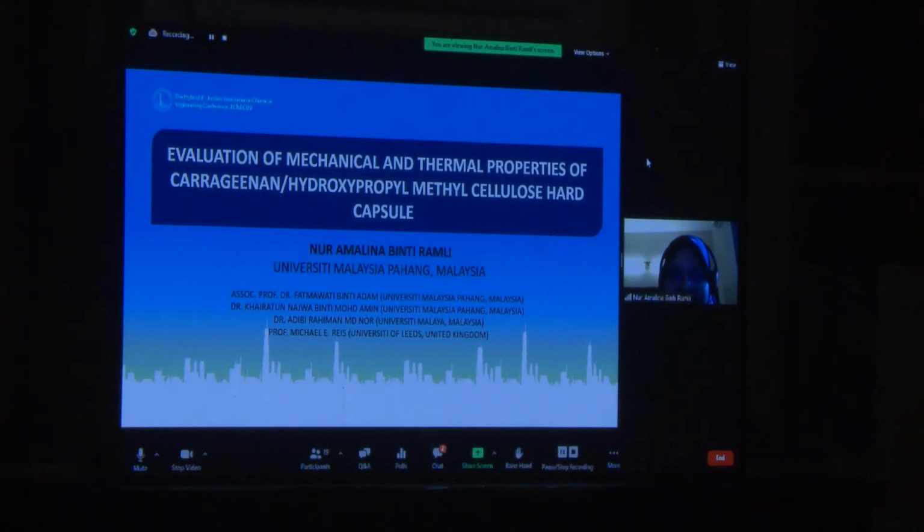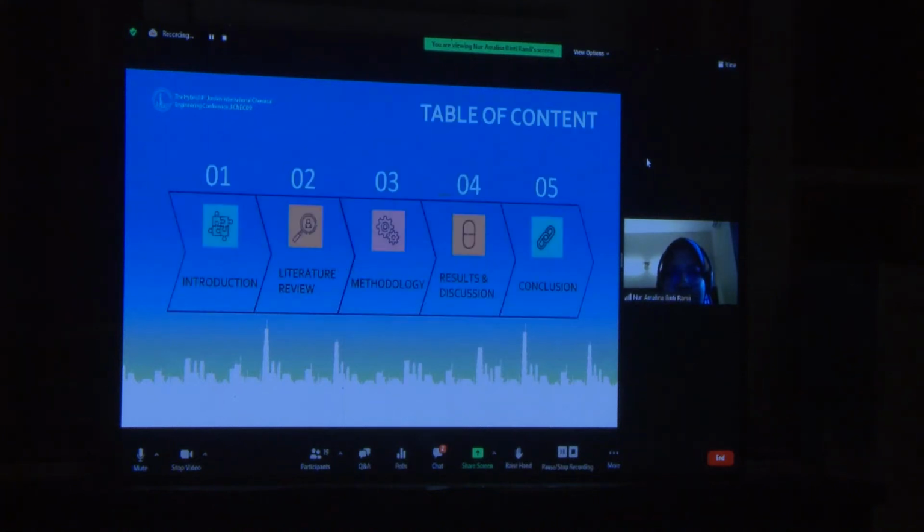Very good morning to the chairperson and the attendees. I'm Nur Amalina binti Ramli, and currently I'm a postgraduate student from University Malaysia Pahang. Today I'll be sharing with you about my manuscript entitled Evaluation of Mechanical and Thermal Properties of Carrageenan Hydroxypropyl Methyl Cellulose Hard Capsule. So this is the table of content. There will be 5 sections that I will present today, and the first one is the introduction of my study, which includes the background, problem statements and objective.